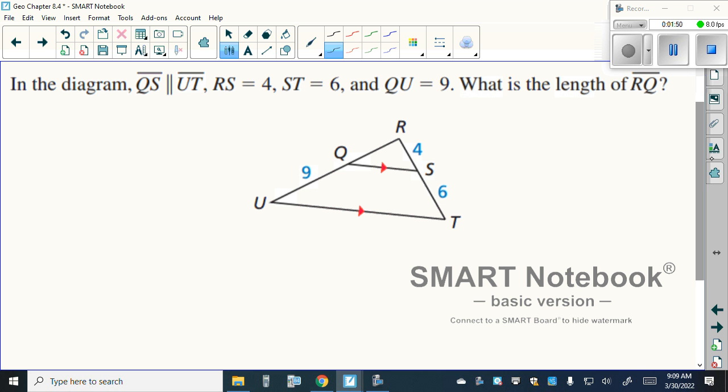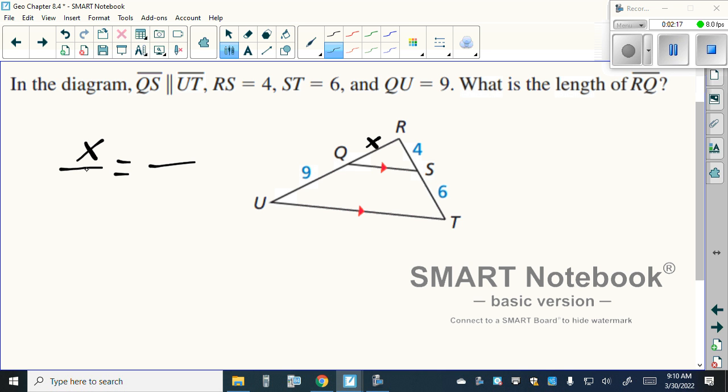In the diagram, QS and UT are parallel. RS is 4, QU is 9, and ST is 6. What is the length of RQ? Well, if these are parallel, we do have a proportion, yes? And we want to find the length of X.